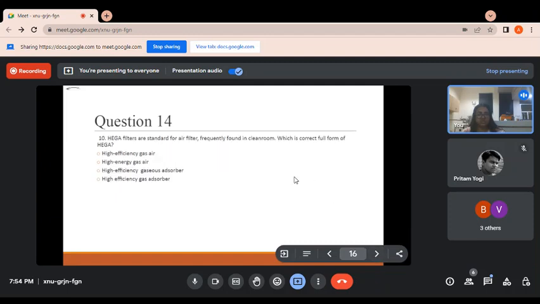Here is another type of filter, the Hager filter, which is also an air filter. What is the full form of Hager? The first option is high efficiency gas air, the second option is high energy gas air, the third option is high energy gaseous adsorber, and the last option is high efficiency gas adsorber. So what is the right option?